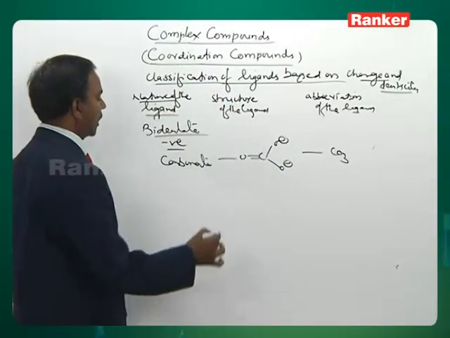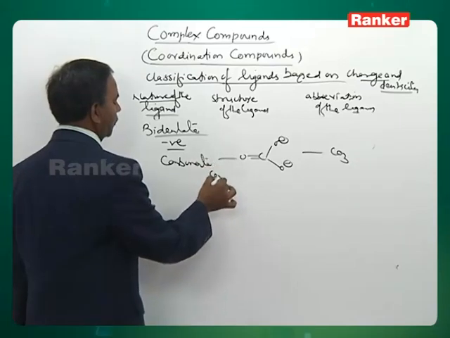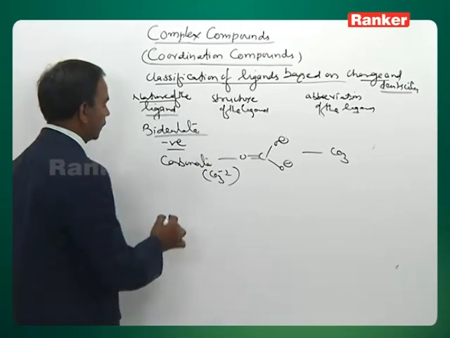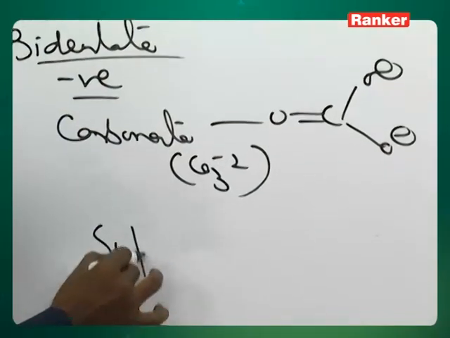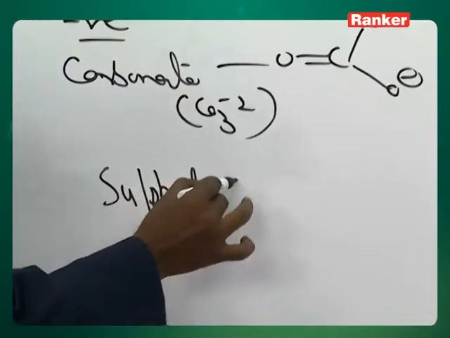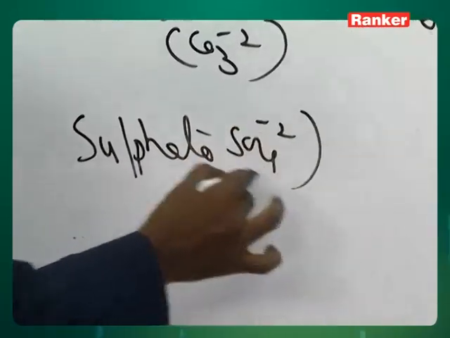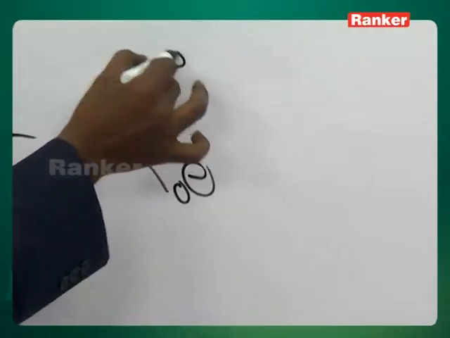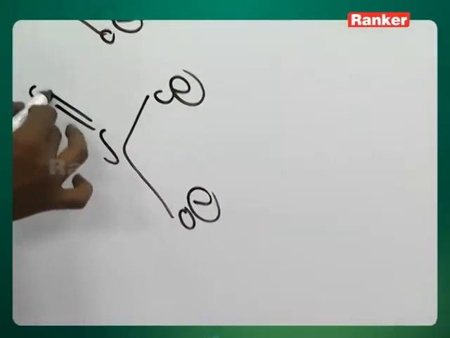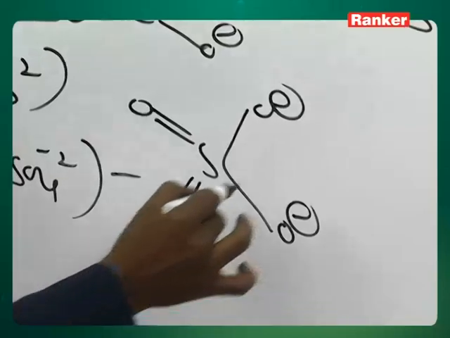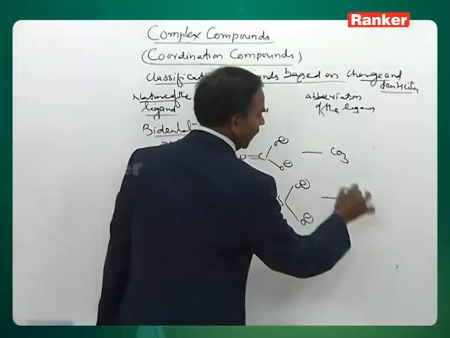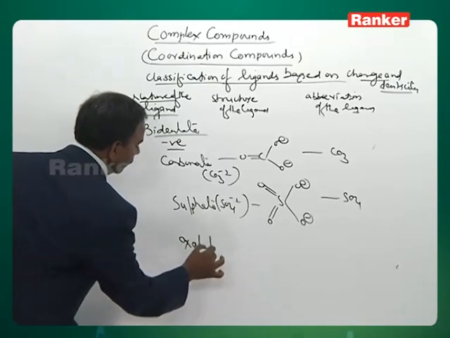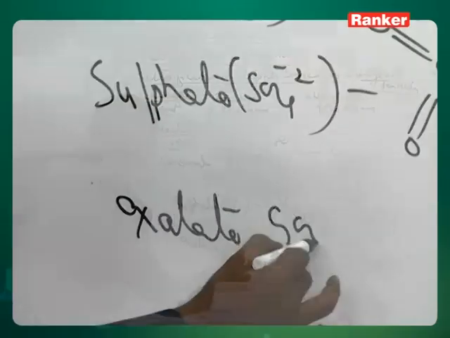The charge over each ligand is important. Let me write this formula with a charge here: carbonato, CO3 minus 2. You can also take the next one, sulfato ligand. Sulfato you can write as SO4 minus 2. This particular ligand is actually a bidentate negative ligand, sulfato ligand. Next we take oxalato ligand.